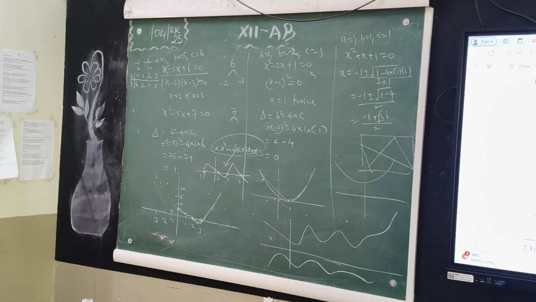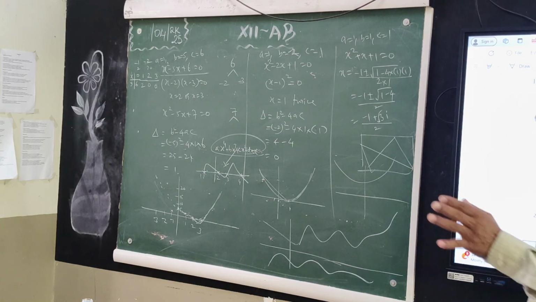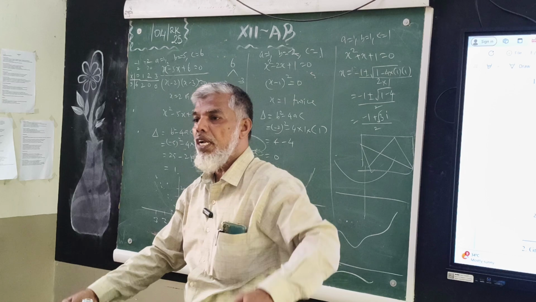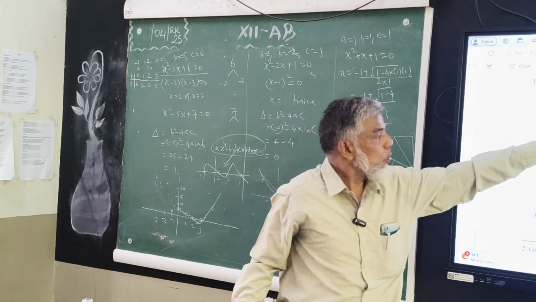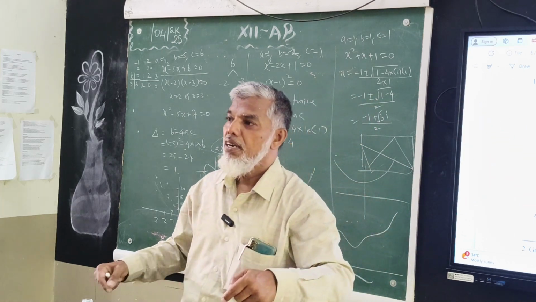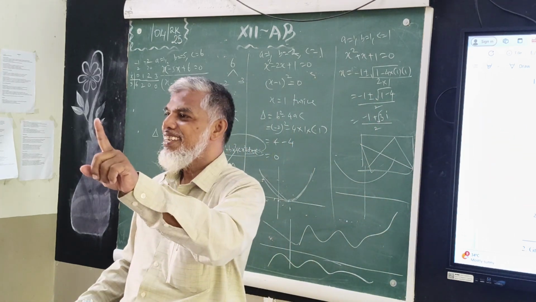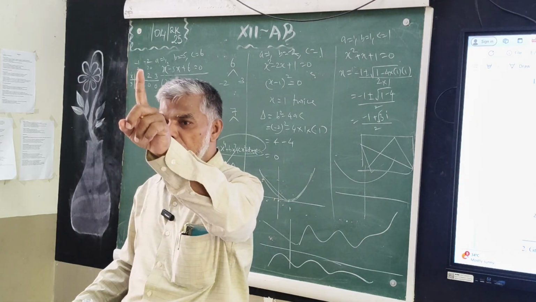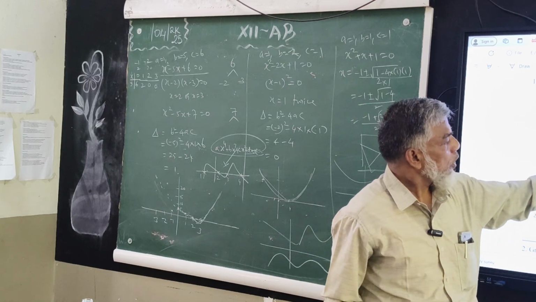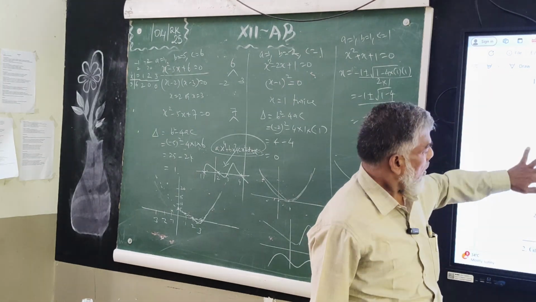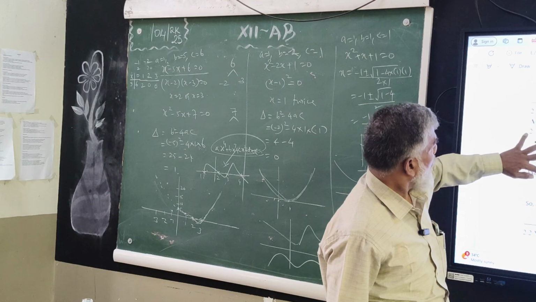Division also we studied. What is the degree of the polynomial in the numerator? 2. What is the degree of the denominator? 1. So what is the ultimate answer, degree 1 or 2? Degree 2 divided by degree 1 is degree 1. So if you divide, you will get degree 1, x power 1. These are all concepts we already studied.